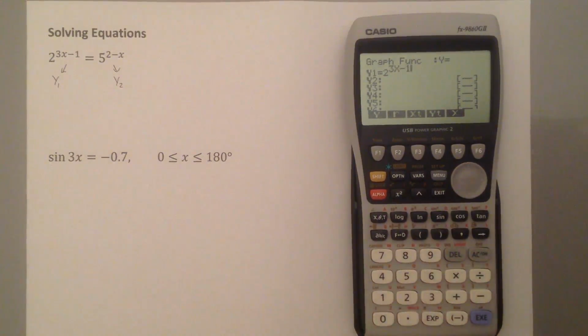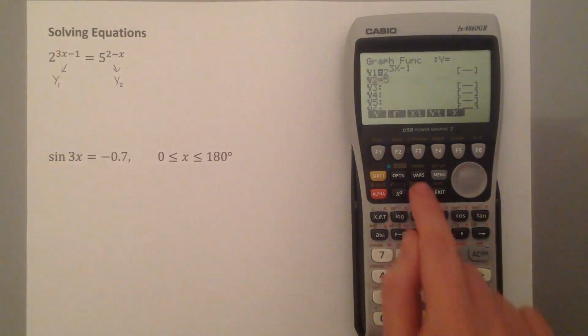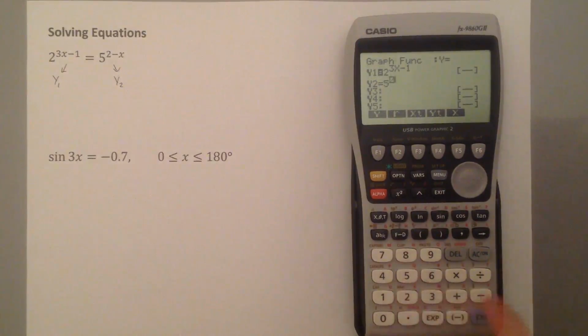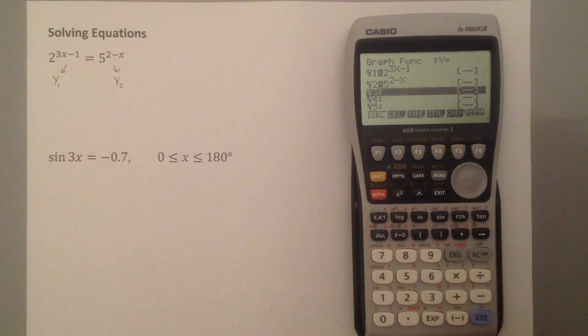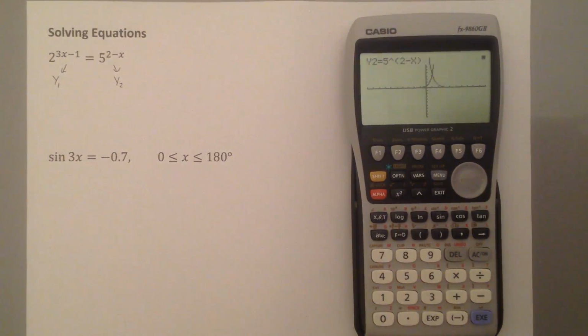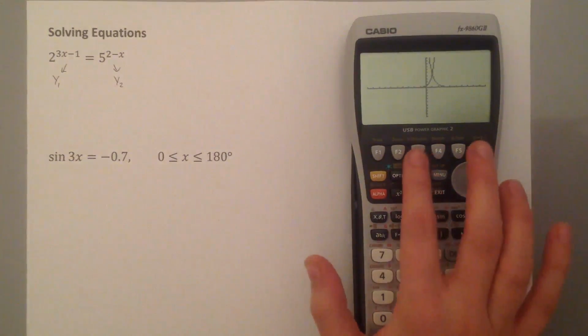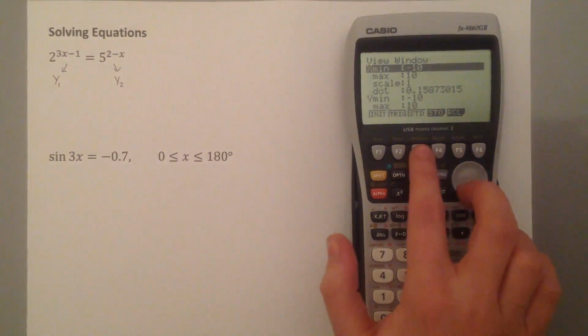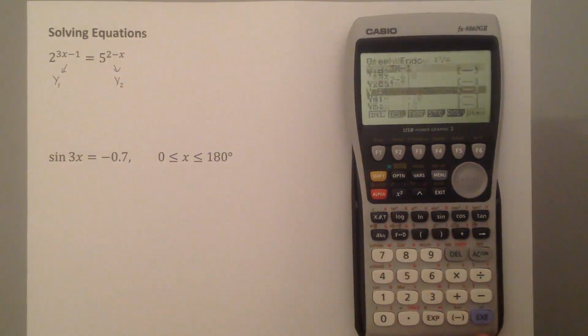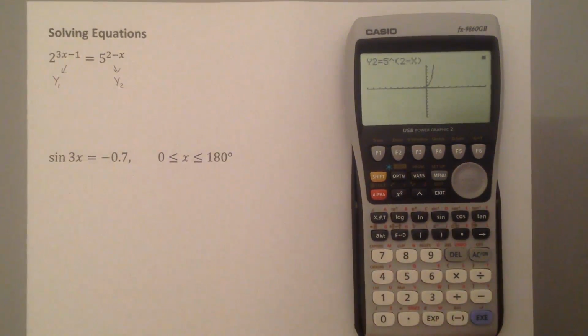If you're doing this on the blue 9750, you want to make sure the 3x minus 1 is in a bracket. That's really important. So then you press execute, and my second one is 5 to the power of 2 minus x. So I've got both my graphs, and when I press execute, it should go to the screen. Remember, if you can't see them when it comes up, if you go to V window and standard or reset your axes, you should then be able to see it.